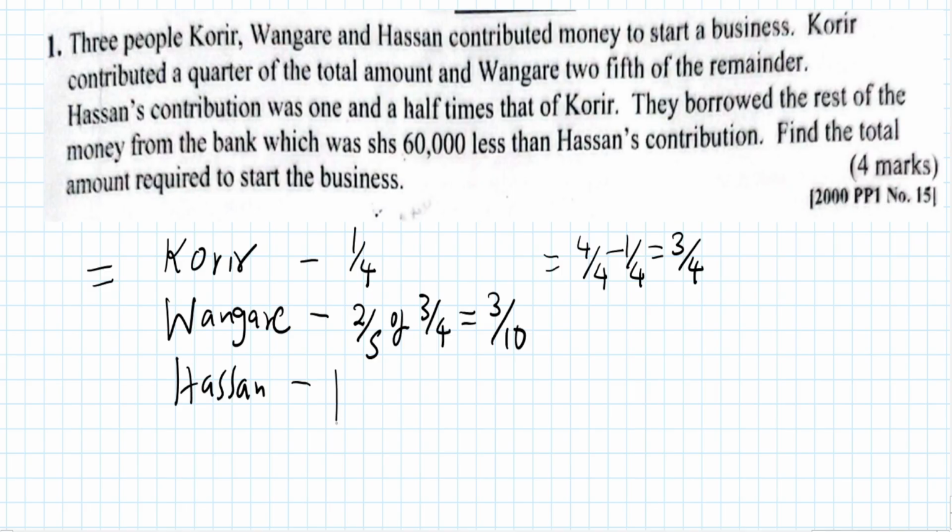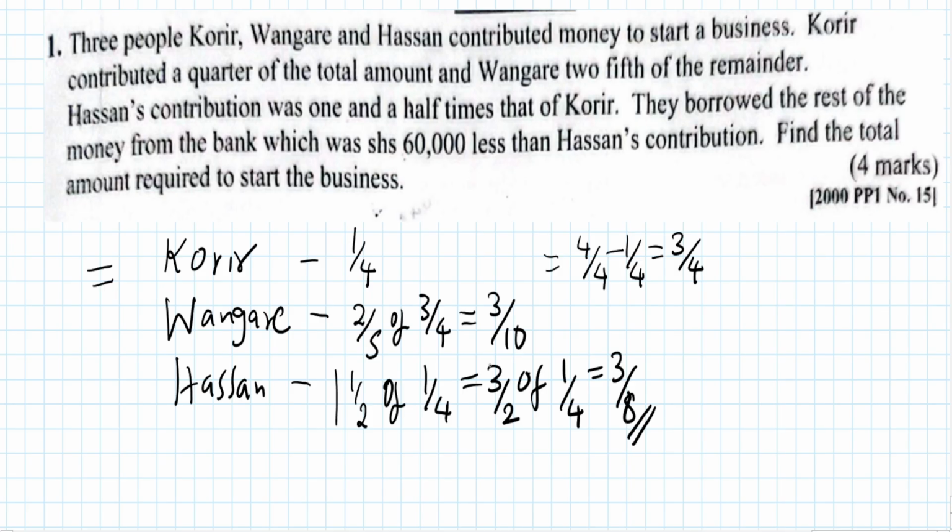Now, Hassan's contribution was 1.5 times that of Korir, 1.5 times of a quarter, which you write as 3/2, improper, of a quarter. If you multiply 3/2 of a quarter, it is going to be 3/8. So Hassan's contribution is 3/8, 3/10, and a quarter.